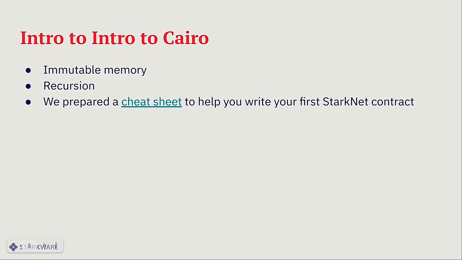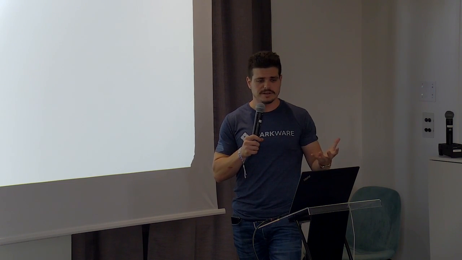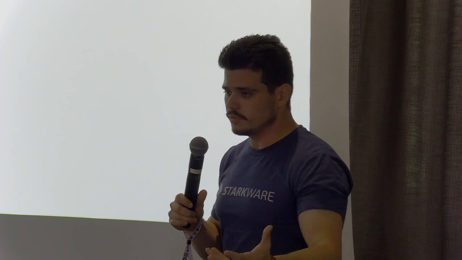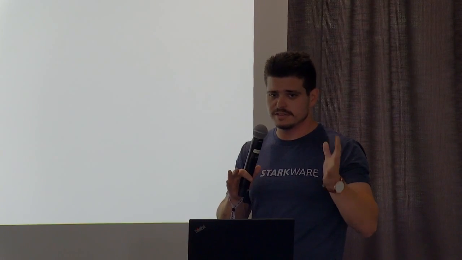Maybe just say a sentence about what Cairo is, because we didn't say. Oh, yeah. Okay, Cairo is a programming language designed to create ZK Stark proofs. Essentially, you can write a program in Cairo, run it locally, and then give it to a prover that will generate a succinct proof that you can verify very efficiently. This program ran with these inputs and gave this output.